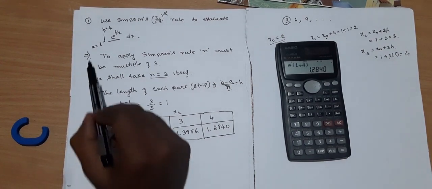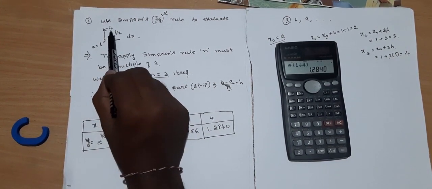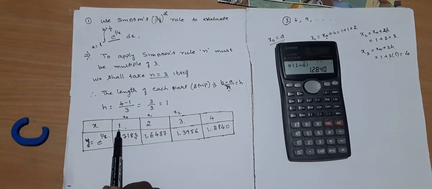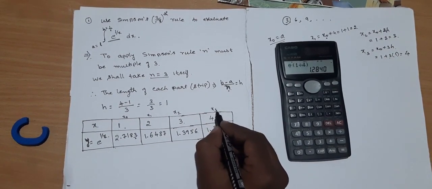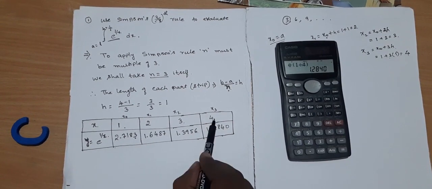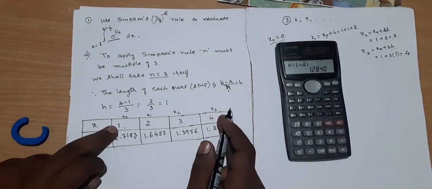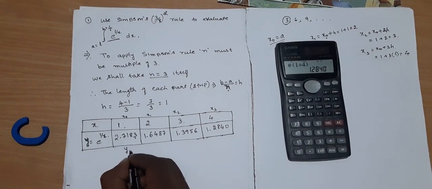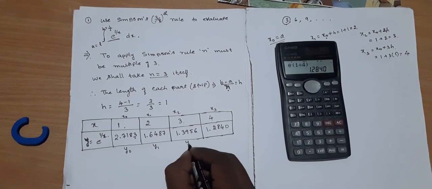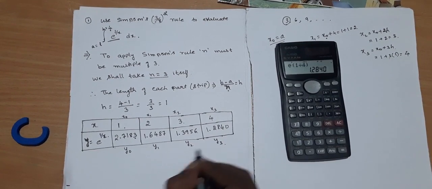Now here we start from 1 and end up with 4, so the interval is complete. Stop it here only. So this is your y0 value, y1, y2, y3.